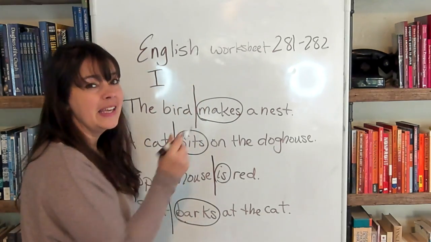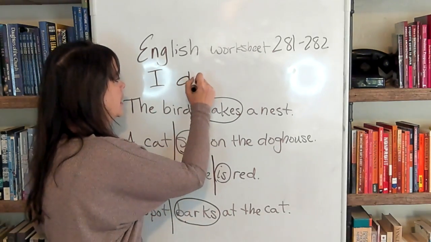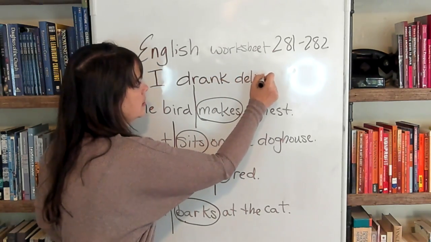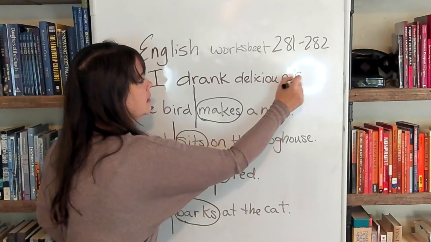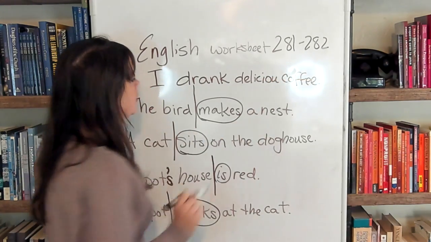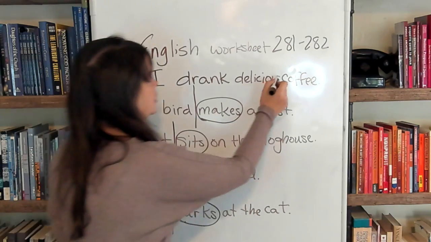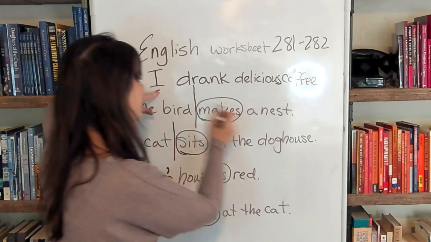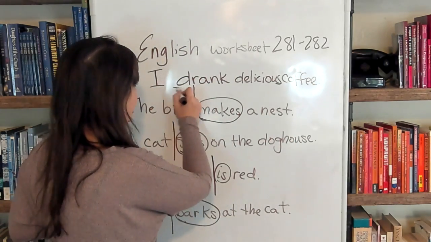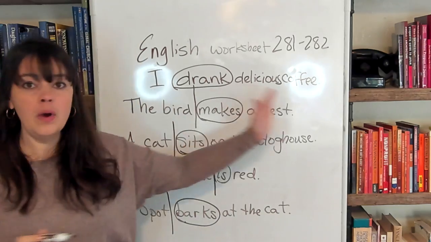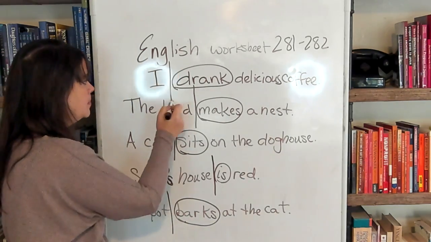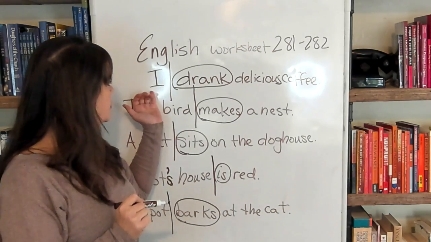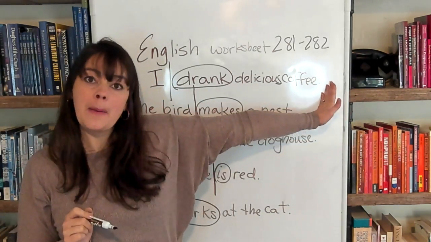I bet you can guess what I might write. I drank delicious coffee. I have a capital letter. I have an end mark. I have an action word. Let's circle it. And who is this sentence about? Who is the subject? I. So I'll put a line between I, the subject, and drank delicious coffee, the predicate.